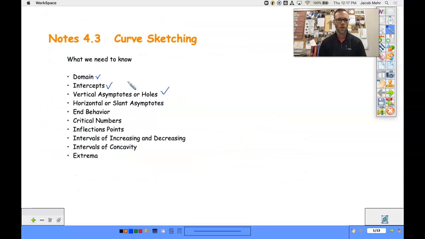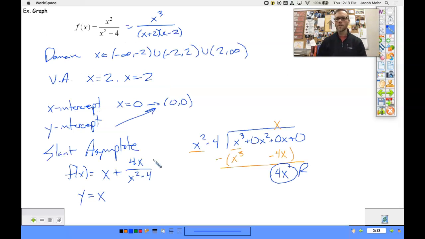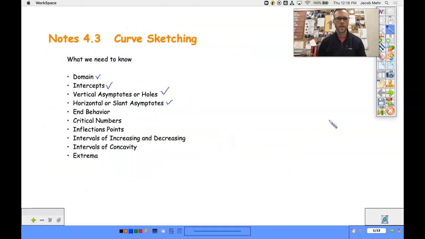All right, so got that. End behavior, this isn't a polynomial. We don't need to talk about that. The slant asymptote is the end behavior because we know it's going to be approaching that line y equals x. All right, so now let's get to critical numbers, inflection points.